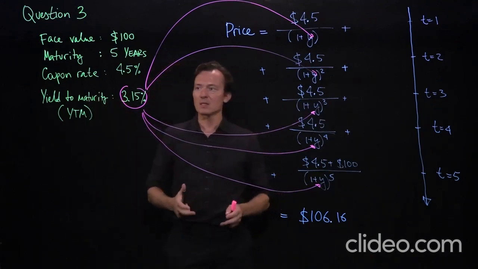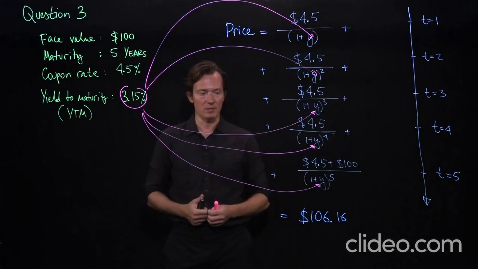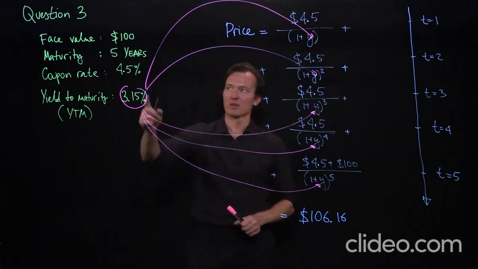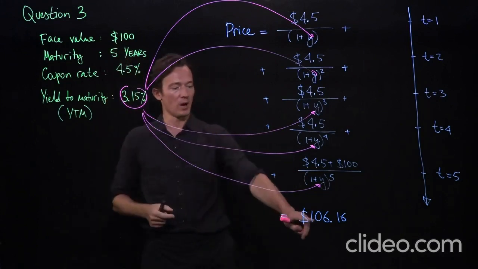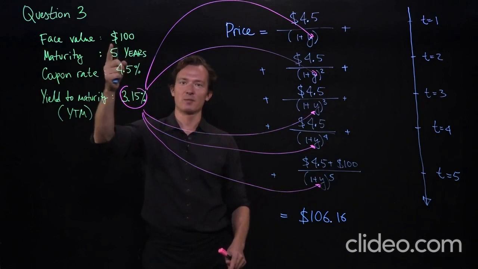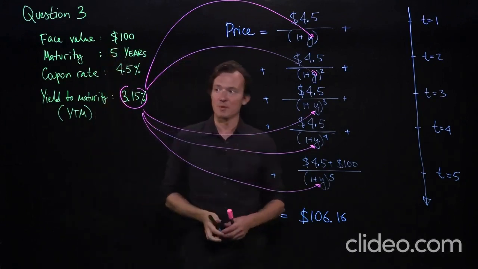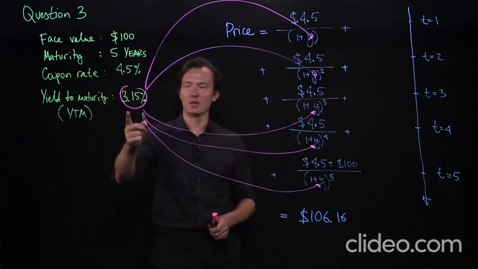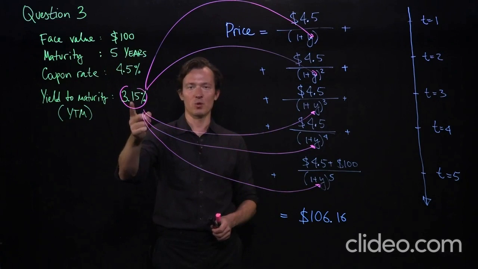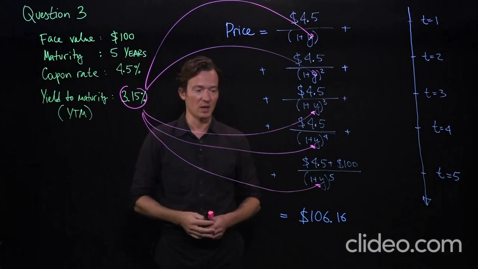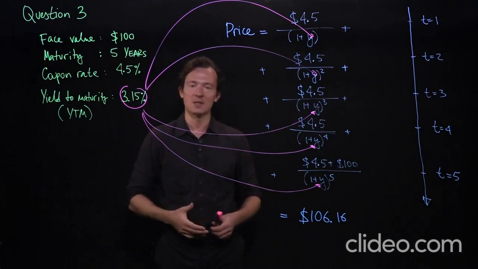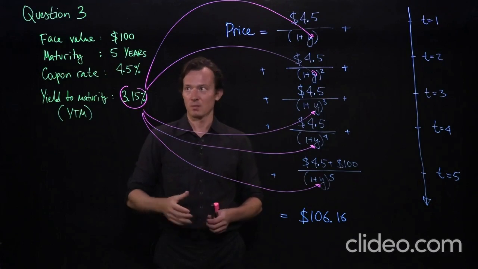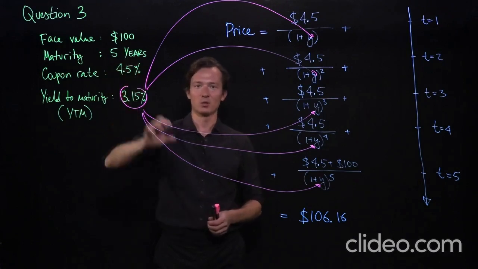Now, let's discuss a very important regularity here. Notice the relationship between the face value of this bond, which is 100, and its price, which is 106. The price is higher than the face value. In this question, this happens because the coupon rate on this bond, 4.5%, is higher than the yield to maturity, which is 3.15%. In this case, we say that this bond is priced at a premium because the coupon rate is higher than the yield to maturity.